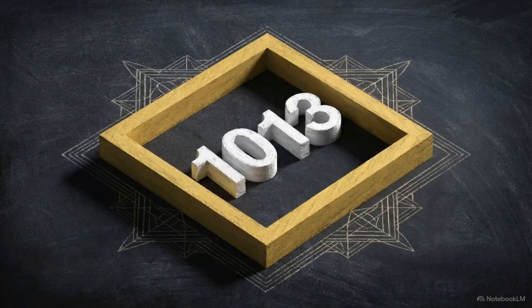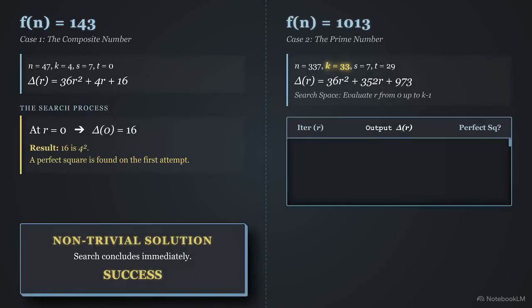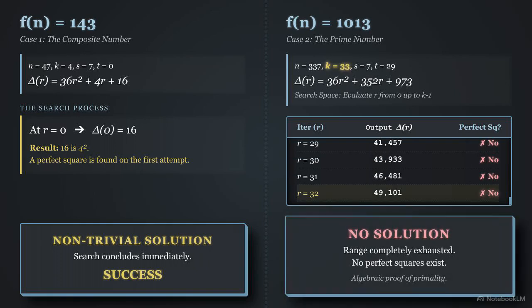We can contrast this composite factorization with the algorithm's behavior when analyzing a true prime number, using the text's case study of 1013. This split screen compares our previous test with the parameters for 1013, specifically noting the upper iteration bound of k equals 33. The loop executes rapidly as it increments r upward from 0. Observing the delta r outputs, we see that none of the values generated are perfect squares. The algorithm hits r equals 32. The source text marks this outcome as past solution, no solution.